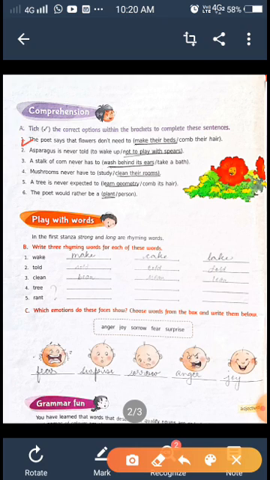Question number 3. A stalk of corn never has to dash, wash behind its ear, take a bath. That is, take a bath. Number 4. Mushrooms never have to dash, study or clean their rooms. Clean their rooms.